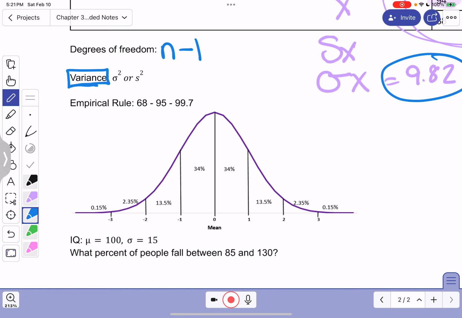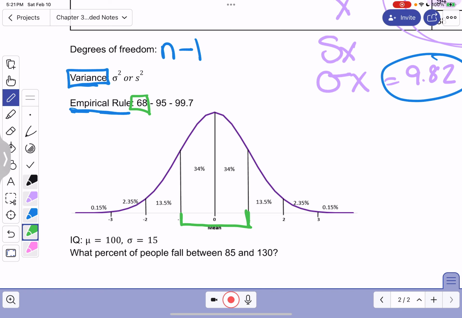Bell-shaped curves are the ones like this that are symmetrical, and the empirical rule is the rule that for the most part data falls within given percents. So if your curve is truly symmetrical, within one standard deviation of the mean, you have 68% of the data.